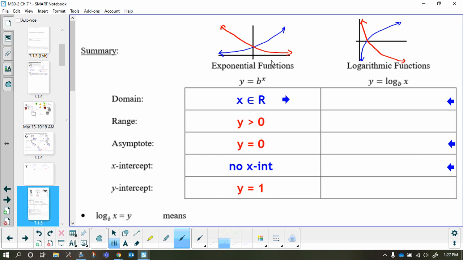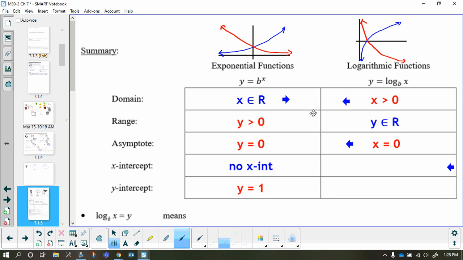So here's what we find. They are inverses of each other, which means that where here x could be any real number, here y could be any real number. So we'll notice that the domain and range have flipped. For the logarithmic function, y can be any real number, but x has to be greater than 0, not equal to 0. So we have this vertical asymptote now along the y-axis. The vertical asymptote is x equals 0.